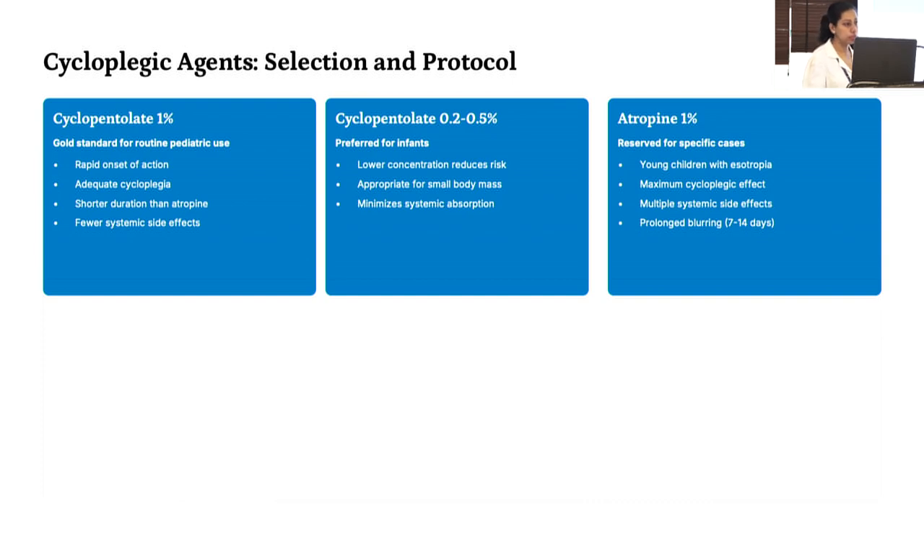These are the different cycloplegic agents that we commonly use. 1% cyclopentolate, which is the gold standard for routine pediatric practice. It has a rapid onset of action with adequate cycloplegia and fewer systemic side effects. 0.5% cyclopentolate is preferred in younger children and infants with minimal systemic absorption. Atropine 1% is usually reserved for specific cases, where you are expecting a child with a severe esotropia where you want maximum cycloplegic effect.